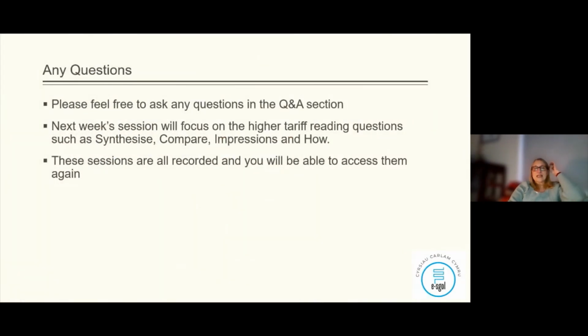So it just leaves me to say that, you know, feel free to ask any questions in the Q&A section. Next week's session, which will run at the same time next Monday, is going to focus on the higher tariff reading questions, those more tricky ones. So the 10-mark questions like synthesize, compare, impressions. How do we structure those questions? How do we find the information for those questions? How do we include our evidence in our response? So we'll go through those in more detail. As I said at the beginning, the sessions are all recorded and you'll be able to access them again.